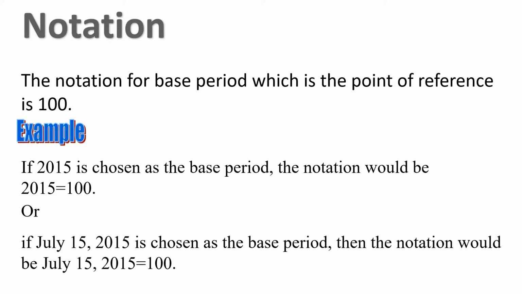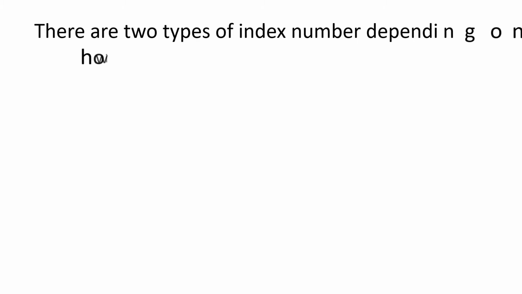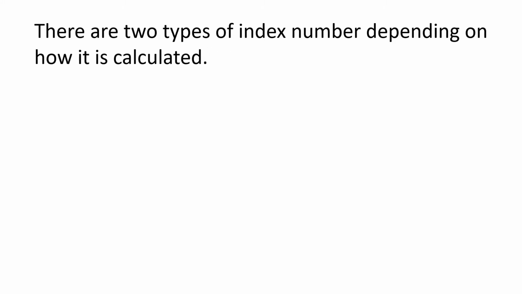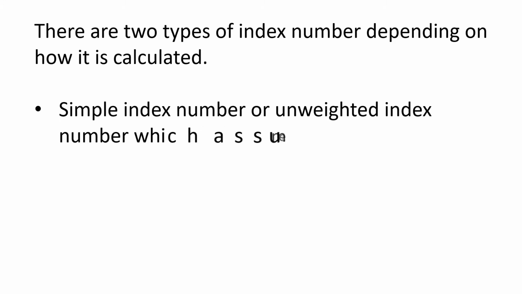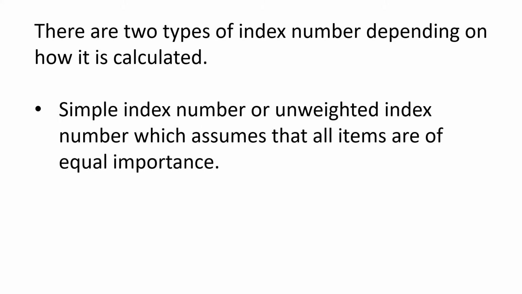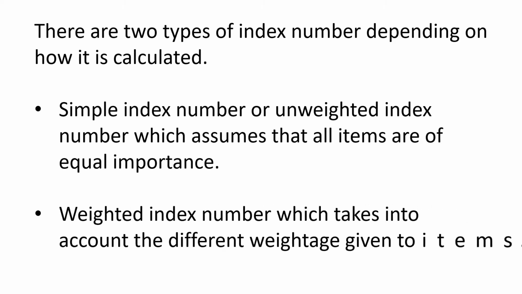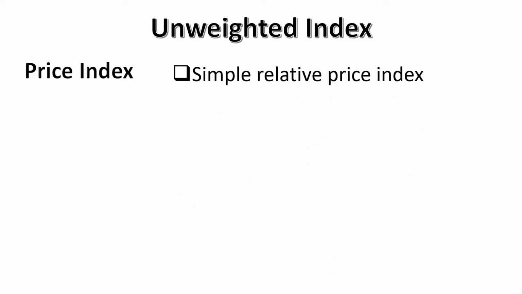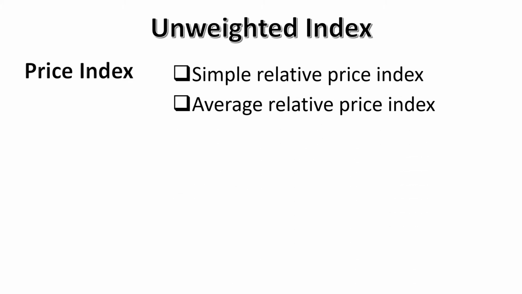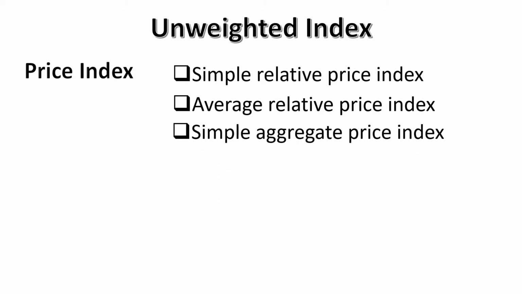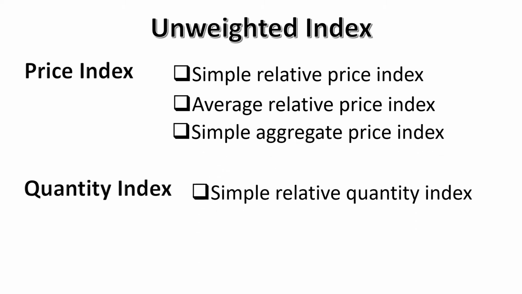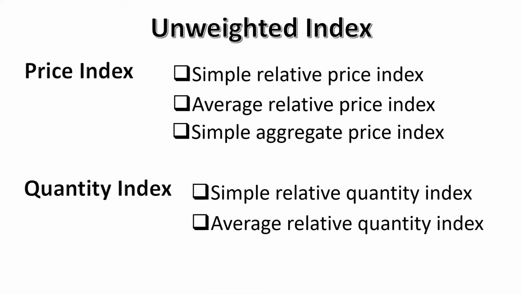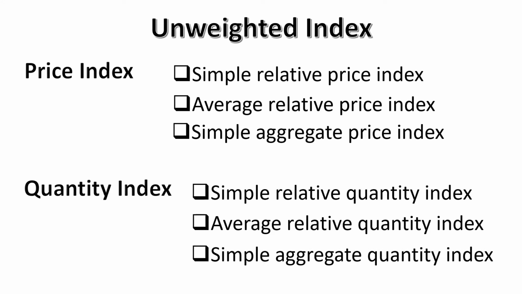There are two types of index number depending on how it is calculated. 1. Simple index number or unweighted index number, which assumes that all items are of equal importance. 2. Weighted index number, which takes into account the different weightage given to items. The types of unweighted index are: 4 price index: simple relative price index, average relative price index, simple aggregate price index; 4 quantity index: simple relative quantity index, average relative quantity index, simple aggregate quantity index.